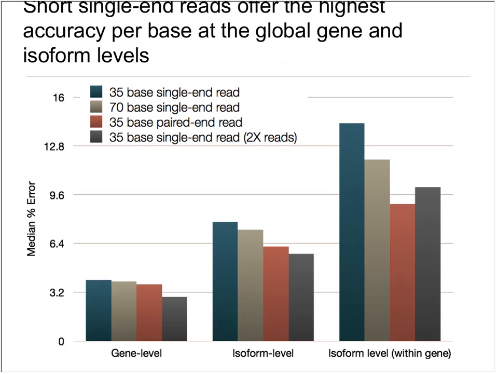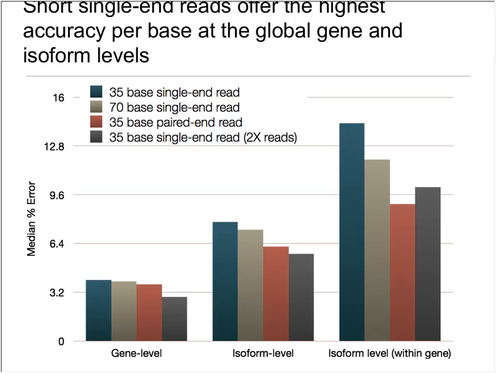And we asked what's the right combination of read number versus read length that would get you the best accuracy. So we considered 4 different experimental settings. One would just be a standard 35-base single-end read experiment in blue, and then 3 other experiments that would have twice as much sequencing power in terms of number of bases.